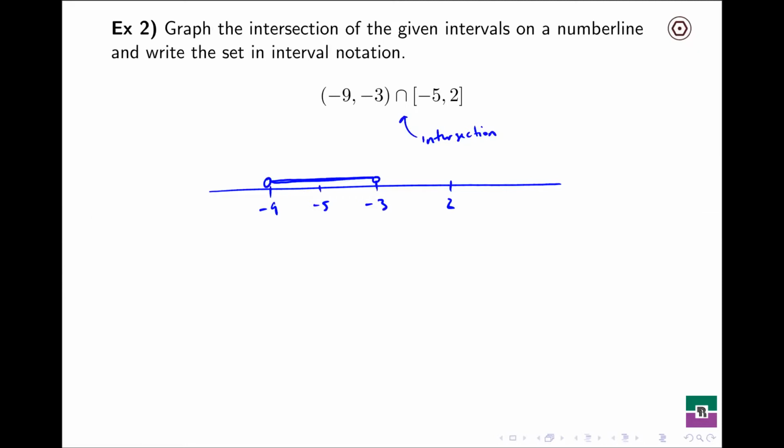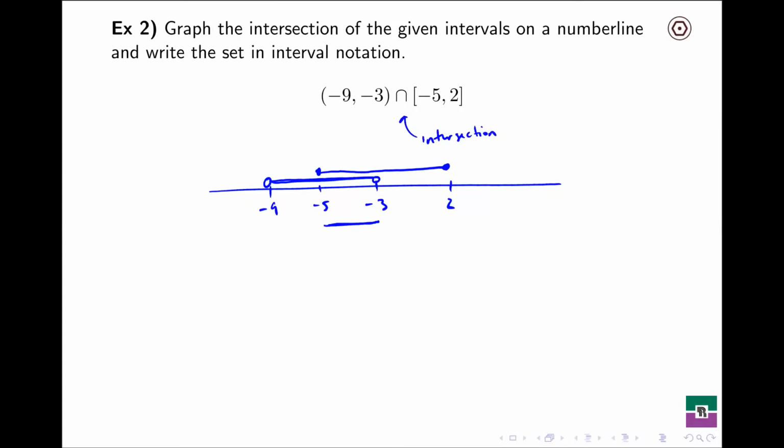And now I'll graph the second set, which is -5 to 2, the values between -5 and 2. This time the endpoints have square brackets around them, indicating that we should be including them. So I put closed circles around those endpoints. So where's the intersection? Where do they overlap? You can see that they overlap right here between the values of -5 and -3. That's the intersection. Values that they both share.